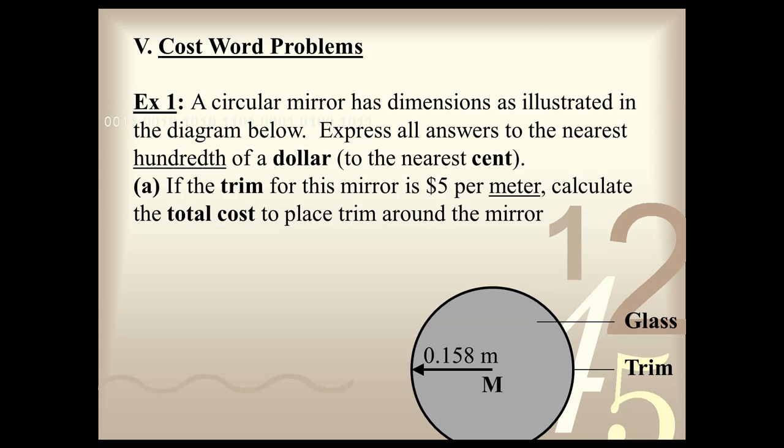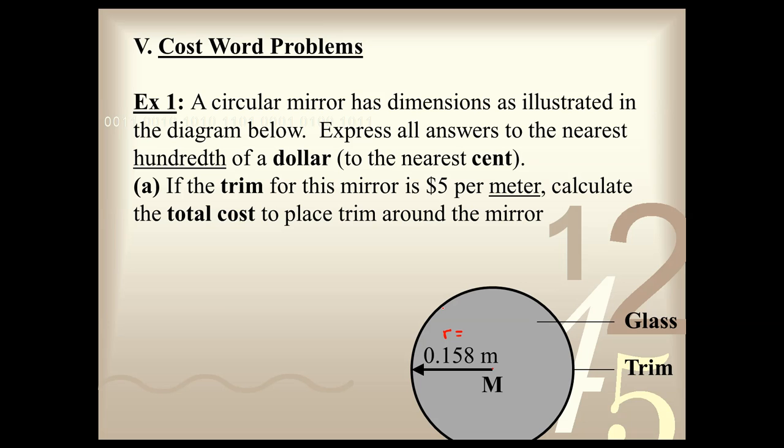What I have is a circular mirror, and the circular mirror has dimensions as shown below. The important thing to recognize immediately on this picture is it's showing me the dimension that goes from the middle of the circle to the outside. That is the radius. What this mirror is made up of is a bunch of glass in the middle, and around the outside you have some trim. And it wants me to do some calculations for a cost to the nearest hundredth of a dollar. The nearest hundredth of a dollar would be the nearest cent.